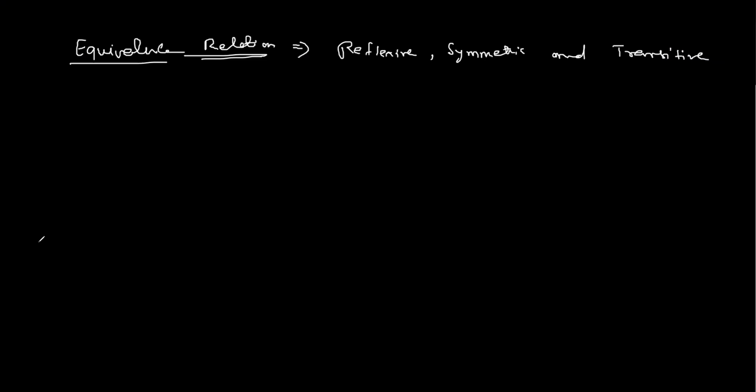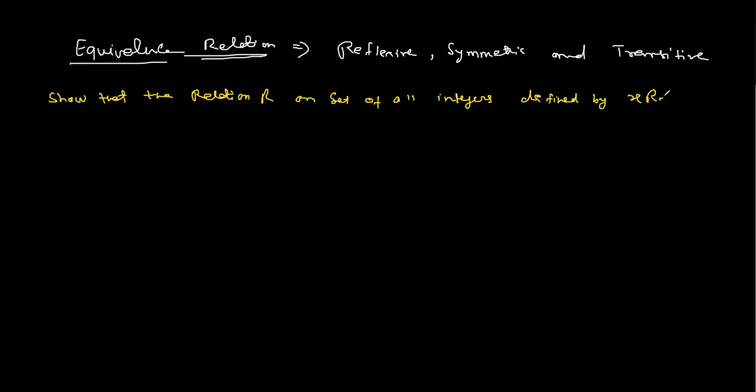Okay, let's see. The question is what? You have to prove that the relation R on the set of all integers, right, defined by x related to y if and only if mod x minus y is less than or equal to 1, is not an equivalence relation.